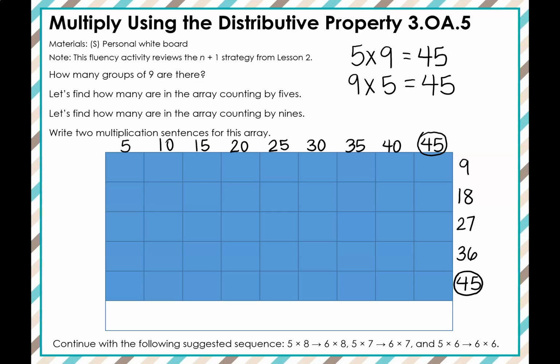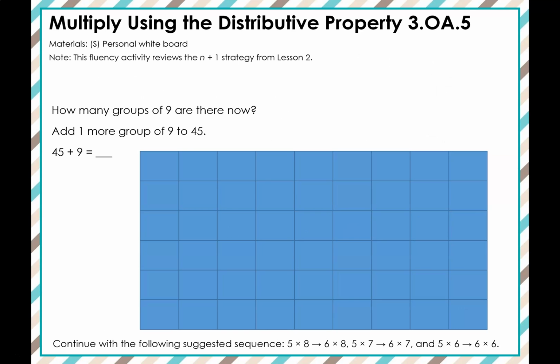Okay, let's add another layer to this problem. Okay, let's see. How many groups of 9 are there now? Okay, so if I just rewrite these real quick from our last problem. Okay, they added one more row of 9. So would we need to draw out our 9 skip count all over again? No, all we would need to do is add 45 plus 9, because we're just adding another row of 9 to the array. And if I did 45 plus 9, I would get 54.